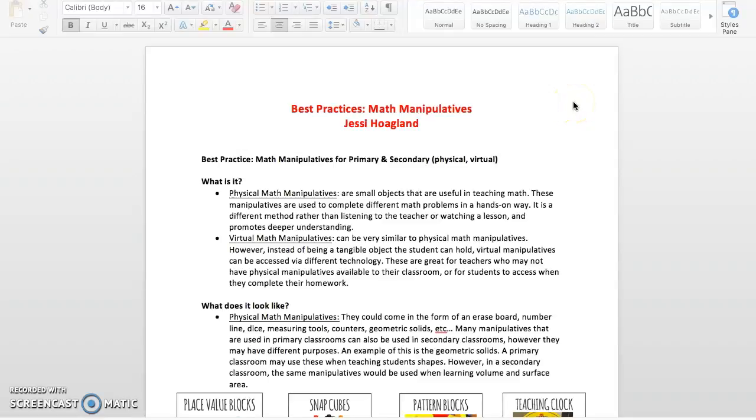Hi, my name is Jessie Hoagland, and my best practices are math manipulatives for primary and secondary grades, both physical and virtual. So what is it?